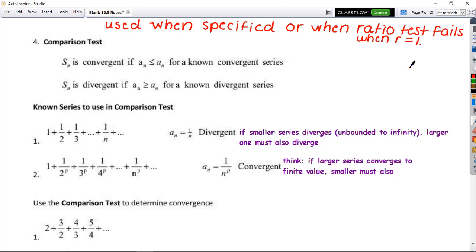So this one is really, really quick. So your comparison test, what you're going to do is compare the terms in your sequence that's given by the problem to a known convergent series or divergent series. So this notation I know looks very, very similar. So this first one is going to be the formula that you write from the problem. So this is going to be the formula that you write from the example that you're given. I'm going to say formula you write from the example.